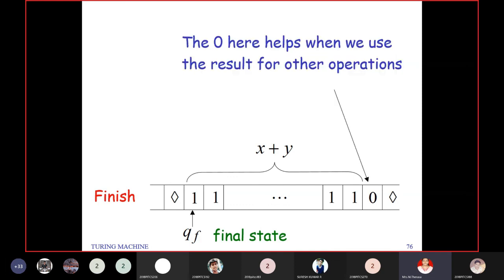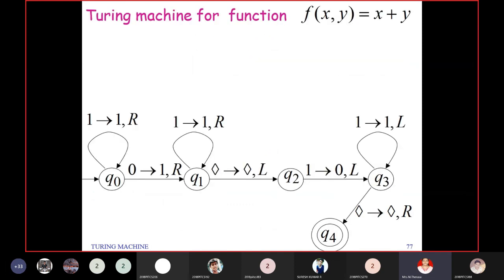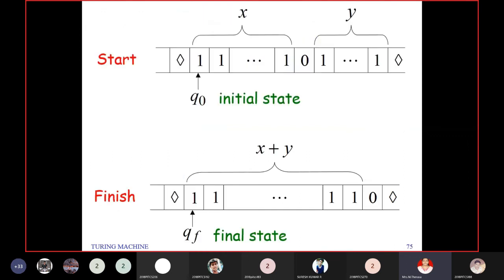That is what it represents in this diagram. Look here, go through all the ones and convert 0 into 1. Again, go through all the ones and come to the blank and move left. Then convert the last one into 0, move left, and go through all the ones. Okay, and that is how you come back to this configuration.